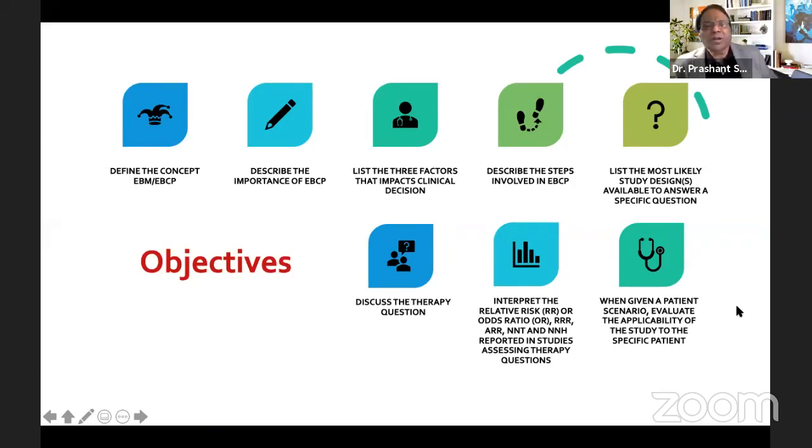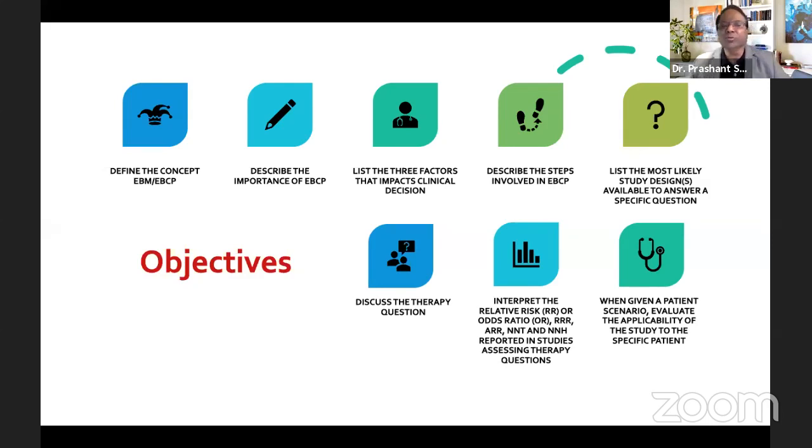The objectives of my presentation today are listed on this slide, but I have broken down my presentation into 3 parts. In the first part, I'm going to talk about the concept, application, and the process of evidence-based medicine. In the second part, I'm going to discuss a little bit more about the nuts and bolts of evidence-based medicine. And in the last part, I'm going to talk about how to practice evidence-based medicine based upon some patient scenario.